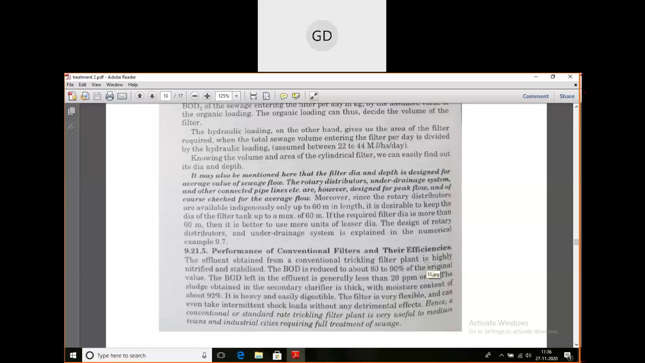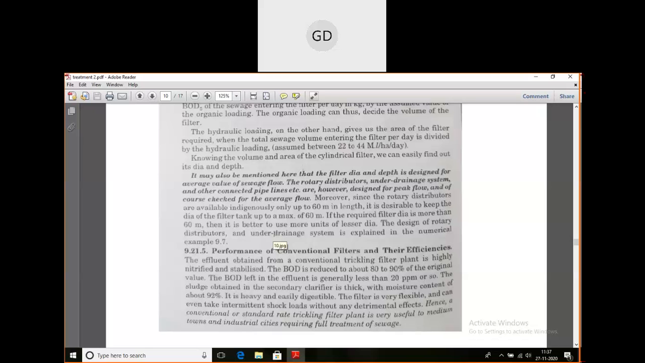Okay, so coming to the rotary distributor part. Here it is mentioned that the filter diameter and the depth of the filter media are designed for the average value of sewage flow. The rotary distributor, the under drainage system and other connected pipelines are designed for peak flow, and it is again checked for the average flow.